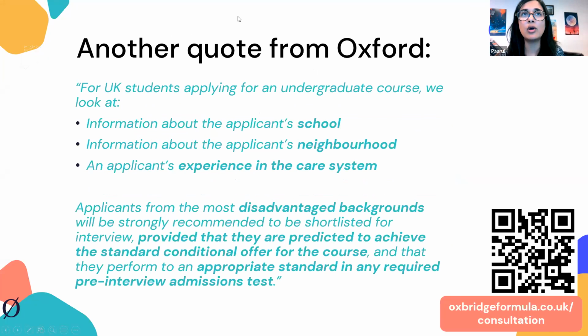And then another quote from Oxford: for UK students applying for an undergraduate course, we look at information about the applicant's school, their neighbourhood, and their experience in the care system. Applicants from the most disadvantaged backgrounds will be strongly recommended to be shortlisted for interview, provided that, number 1, they are predicted to achieve the standard conditional offer for the course. So, you have to get the predicted grades, otherwise you can forget it, basically. And that they perform, 2, to an appropriate standard in any required pre-interview admissions test. So if you feel your GCSE grades haven't been as good as they could have been, but you can redeem yourself by getting an extremely good score in the admissions test, then you are still very much in the running. So that's very, very important to bear in mind.